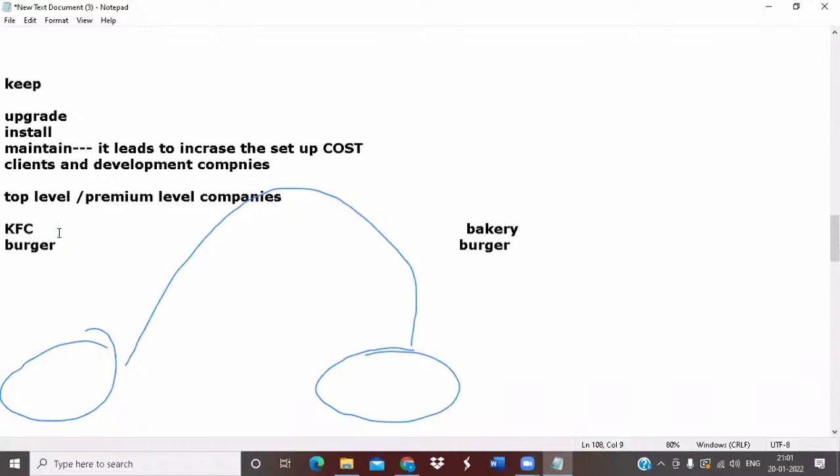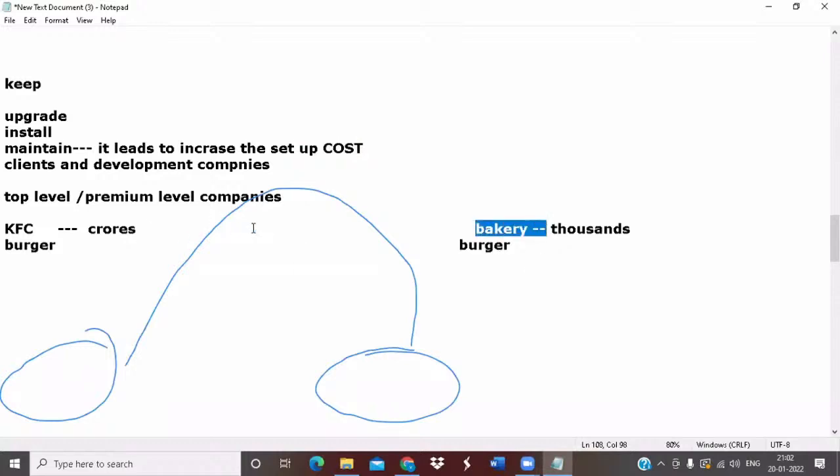Because KFC has lots of branches across the globe. Sir, KFC's business turnover is in crores, whereas a bakery business turnover is maximum thousands or lakhs. Yes or no? Speak out. Yes. That is why KFC can afford the setup cost, but not the bakery owner.